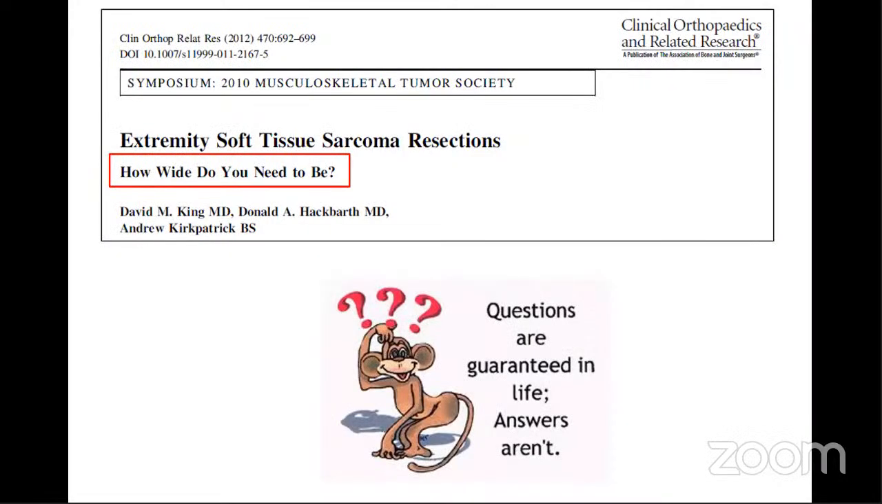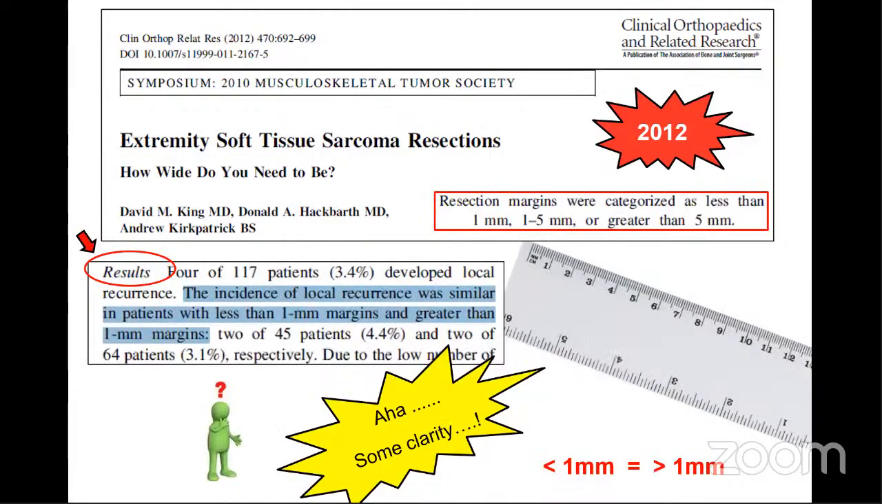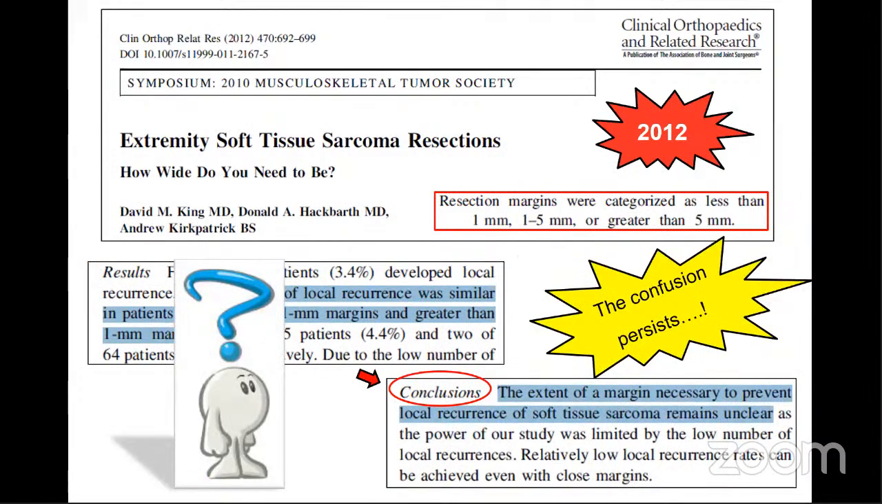So this has been a problem that has been going on for some time. In fact, this is a paper now more than a decade old where they ask how wide do you need to be? And we thought we had clarity because the authors showed that the quantitative value didn't really make a difference. Whether you were less than 1 millimeter or more than 1 millimeter, it did not seem to impact on local recurrence. But surprisingly, they themselves concluded that the extent of a margin necessary to prevent local recurrence remains unclear because they didn't have adequate numbers.